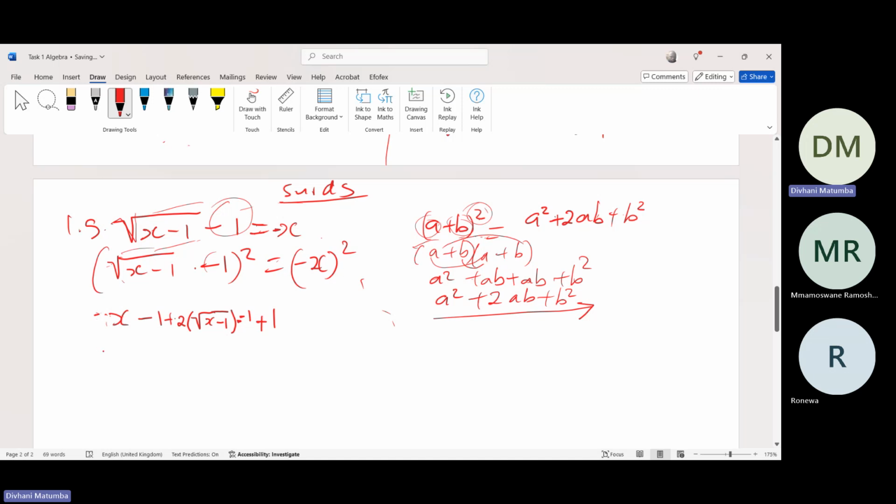So altogether, this will be x minus 1 plus x minus 1 minus 2 square root of x minus 1, then plus 1. That's what I'm going to get. And then this is all equals to x squared.